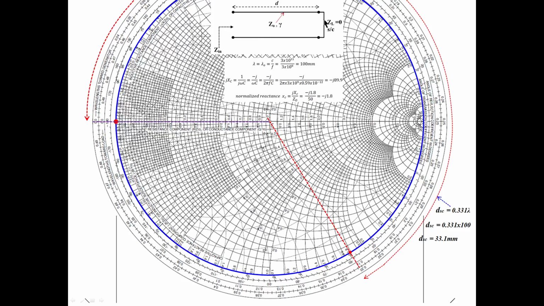Moving from this short towards the generator. From the short circuited point, move towards the generator. That means clockwise direction. You should move over the VSWR circle, starting from here, go on moving like this, because it is nothing but moving on the transmission line. Moving on the VSWR circle means moving on the transmission line. This is a shorted stub only.